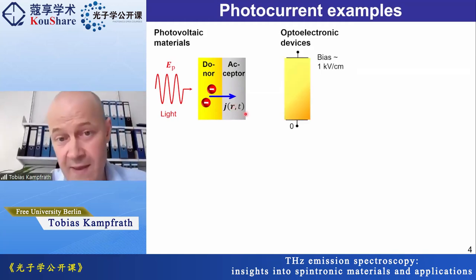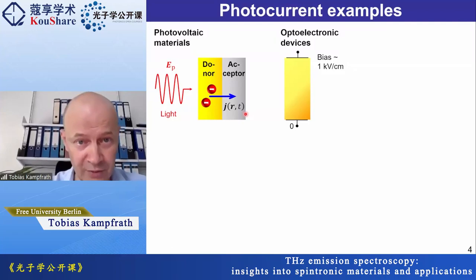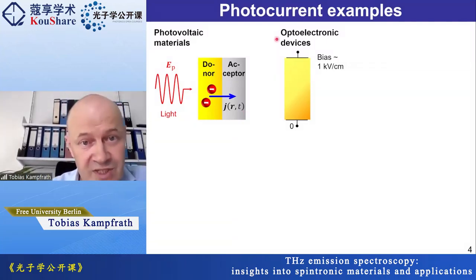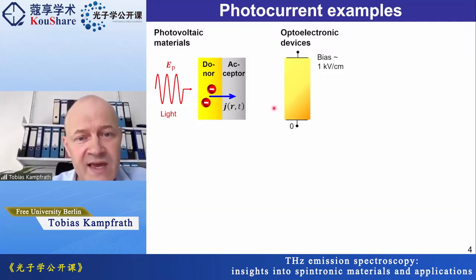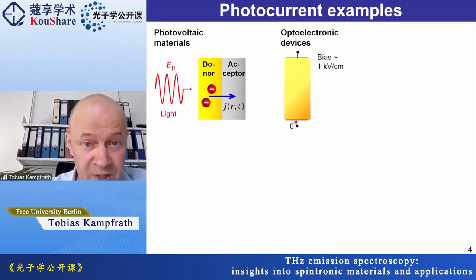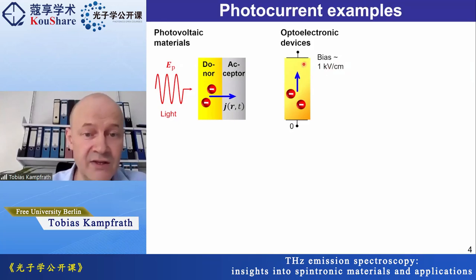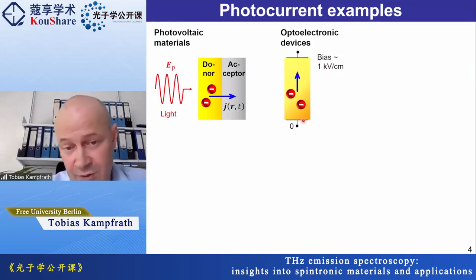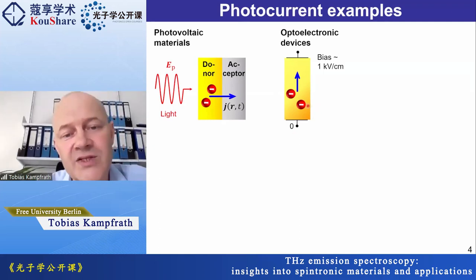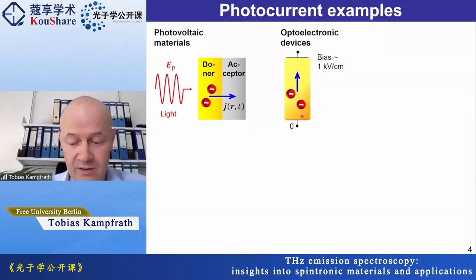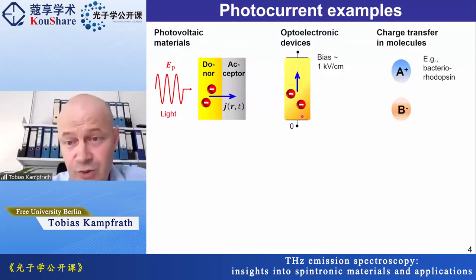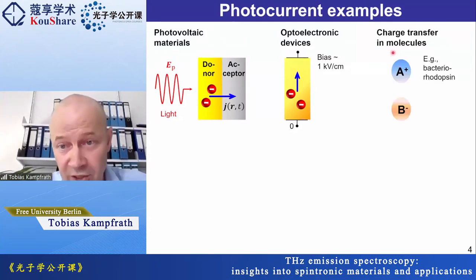But there are, of course, many more examples of photocurrents. You can, for example, also consider an optoelectronic device, sometimes called a photoconductive switch. You just take a semiconductor, bias it with a DC electric field of about 1 kV/cm, and excite it with light. You generate electrons and holes, and these are accelerated in this bias field, and therefore you obtain a photocurrent.